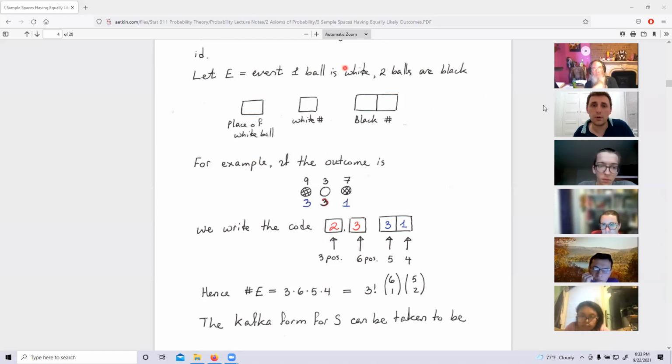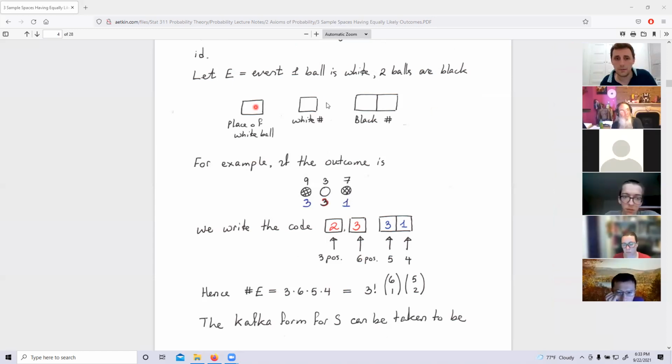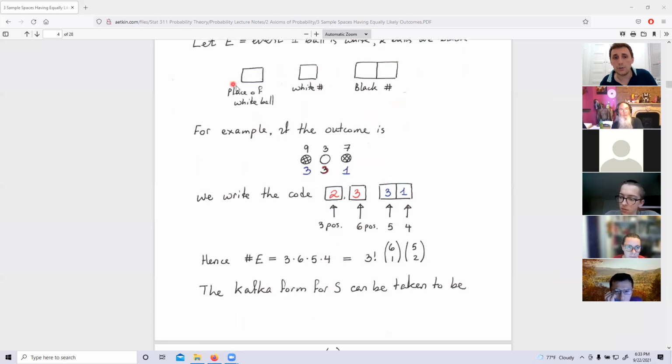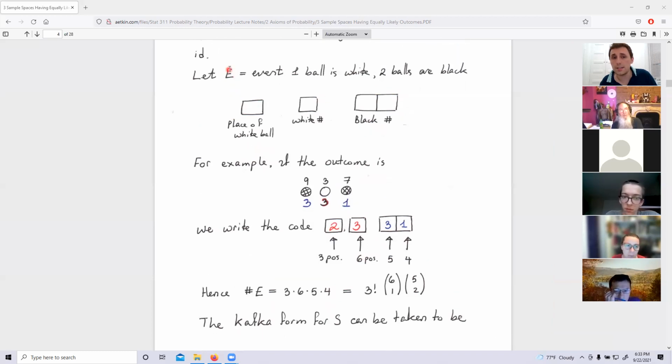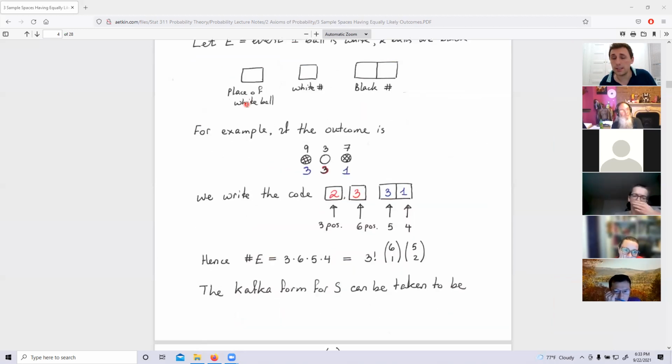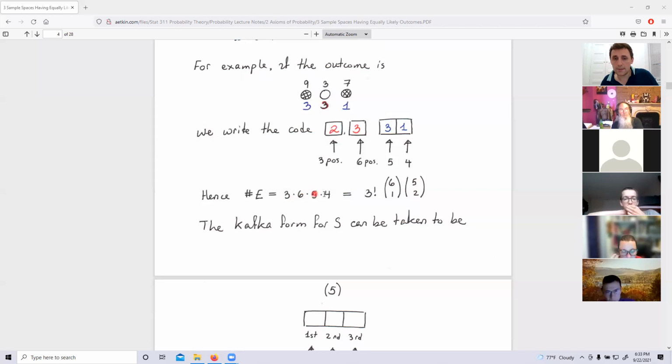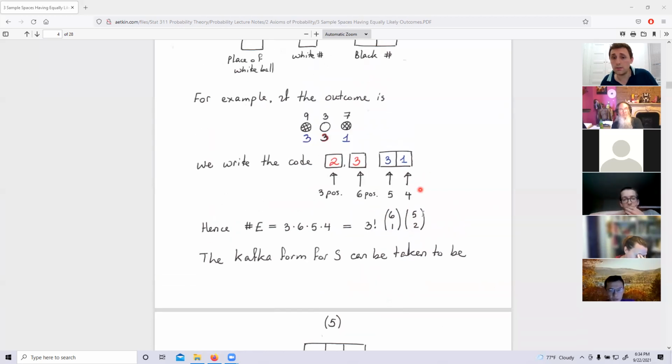You understood how I use this form to know how to count. This is a success form. This is the combinatorial Kafka form for the numerator, based on the assumption that sampling is done sequentially. And any code that I put here, if I put it correctly, will identify an actual outcome. So this is 3 times 6 times 5 times 4. It incidentally equals 3 factorial, 6 choose 1, 5 choose 2.